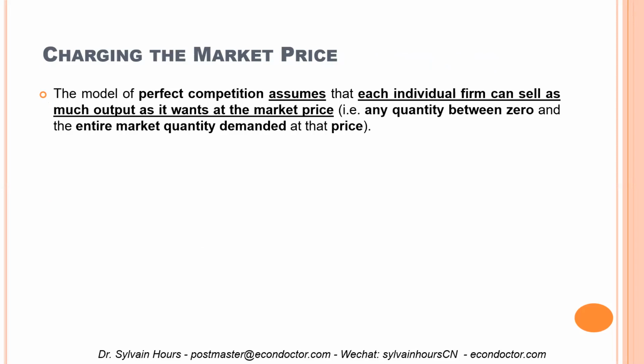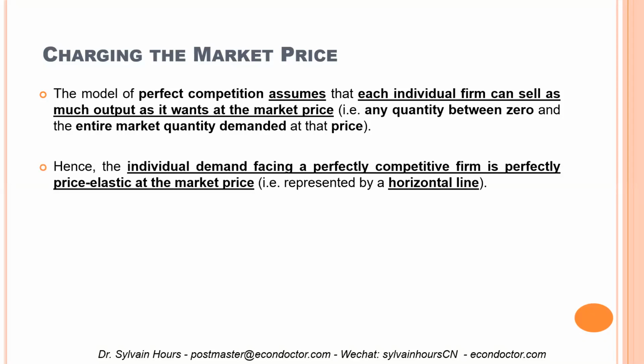Careful, this does not mean that I can sell any quantity. It means that I can sell any quantity between 0 and the total market quantity at that price, because even in a big market, when you have many sellers and many buyers, at one given market price you do not have an infinite quantity demanded. You have a finite quantity demanded. So at that price, if you, as an individual firm, charge exactly the market price, you can sell as much output as you want between 0 and the total quantity demanded at that price. I will illustrate that with diagrams. It's going to be much easier.